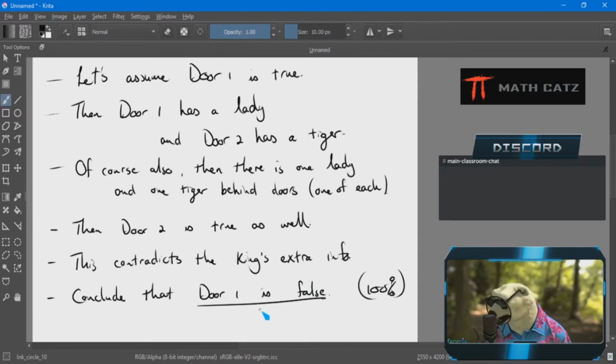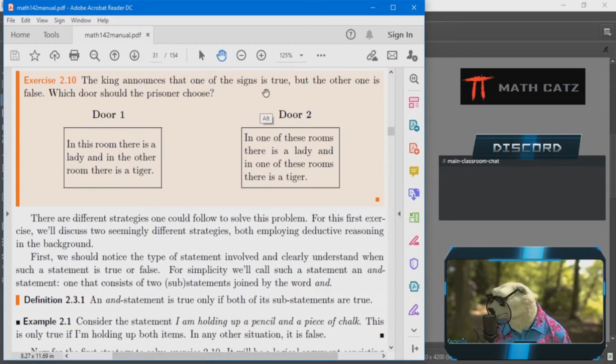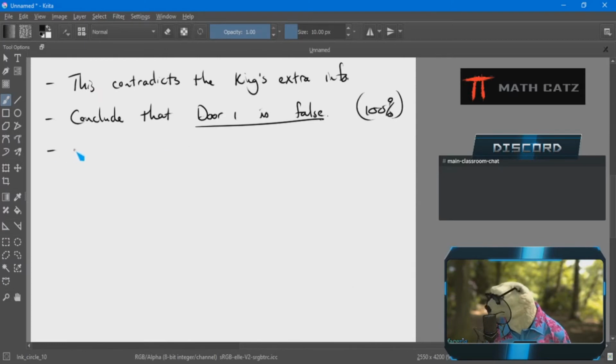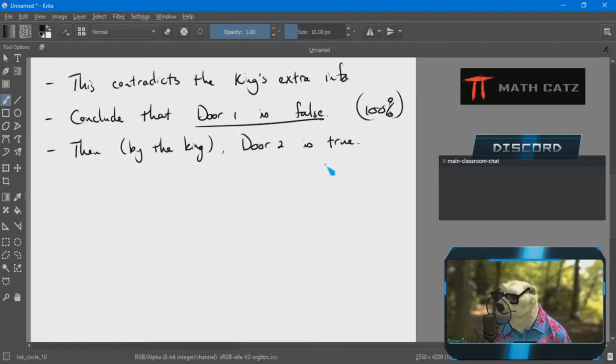But I also know the king said one of the signs is true, one of the signs is false. So if door one is false, then by the king's extra information, door two is true, fact, 100%. Because what the king said is, one's true, one's false. If I know door one is false, then the other one has to be true. So now I know a lot. I know which door is true and which door is false. Now I just have to figure out how this works.